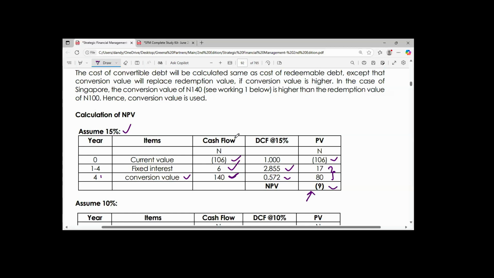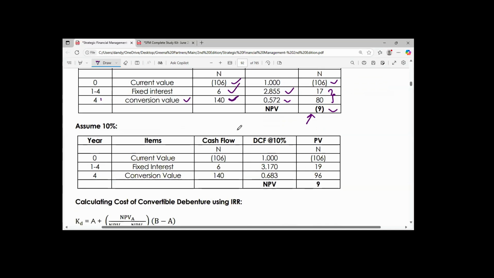So we need to assume a lower discount rate that will produce a positive NPV. That's why we assume 10% here. The cash flow still remains the same: 106 as the current market value, 6 naira as the fixed interest, then the conversion value as 140. So I need to calculate the annuity factor of year 1 to 4 at 10%. When you put that in your calculator, you get 3.170. The discount factor for year 4 at 10% gives us 0.683.